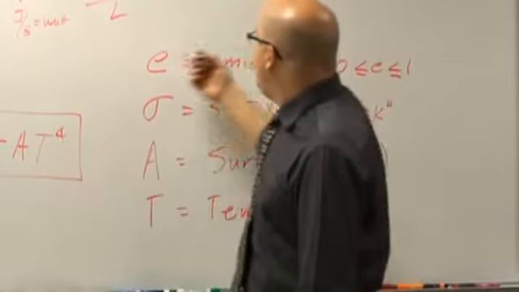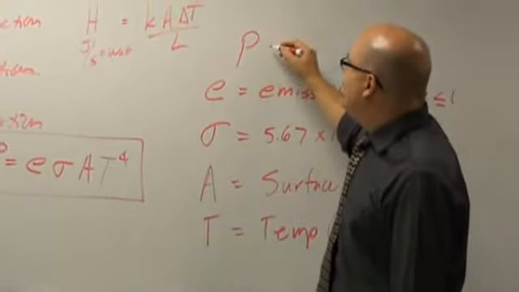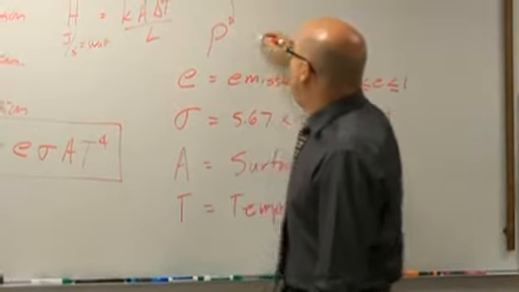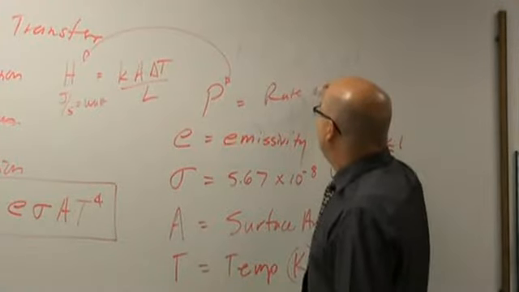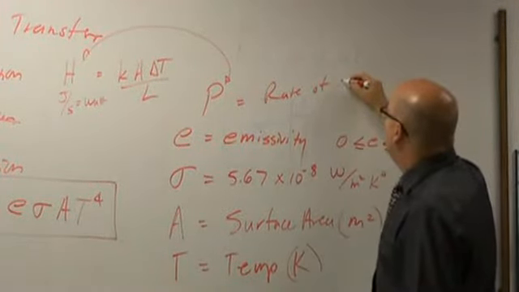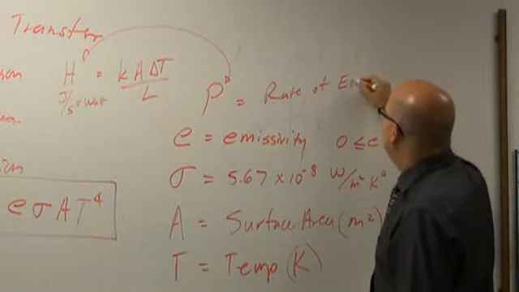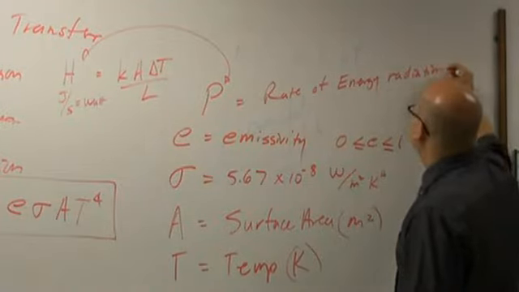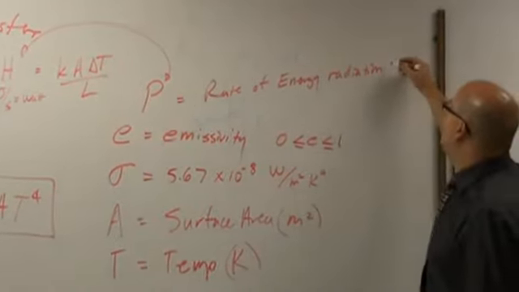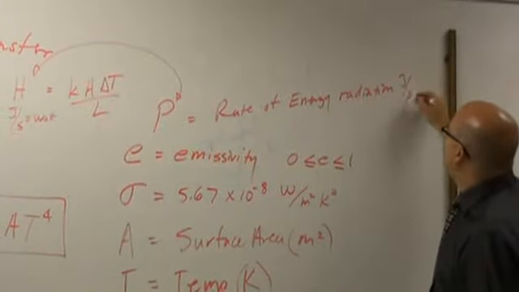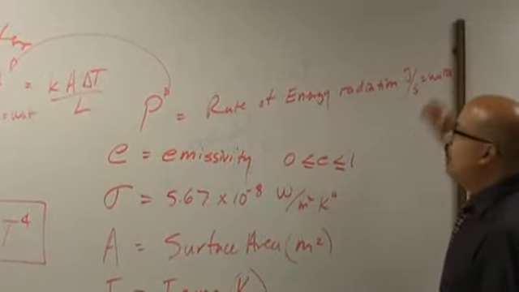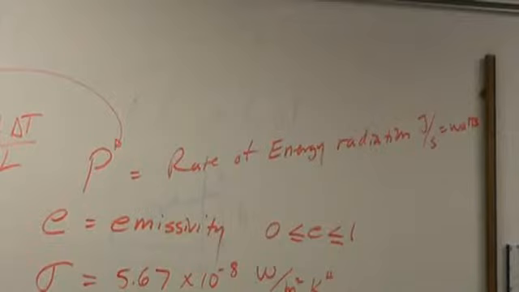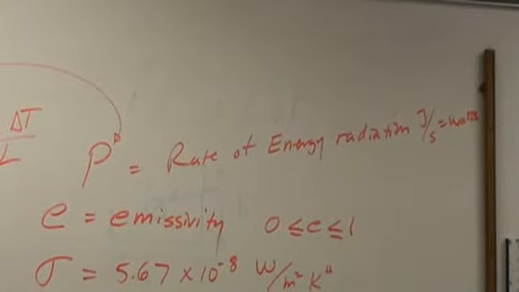Now notice that this is P. P is just like H. So these two are essentially the same thing. That is the rate of energy emission or radiation, so it's not temperature change. It's in units of joules per second again, or watts. So once again, it's the rate at which energy, in watts, is radiated away from the object.